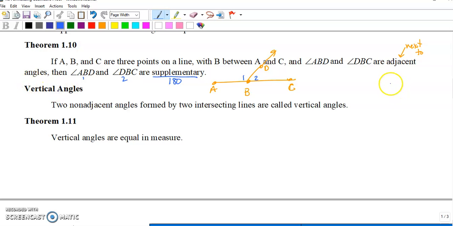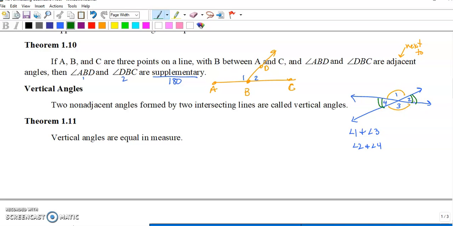Vertical angles. Vertical is used a little differently in geometry with that word. Vertical angles are formed by two intersecting lines. So I've got 4 angles there now that we can see. I would say angle 1 and angle 3 are vertical angles. Angle 2 and angle 4 are vertical angles. They're the ones across from each other in the intersection.